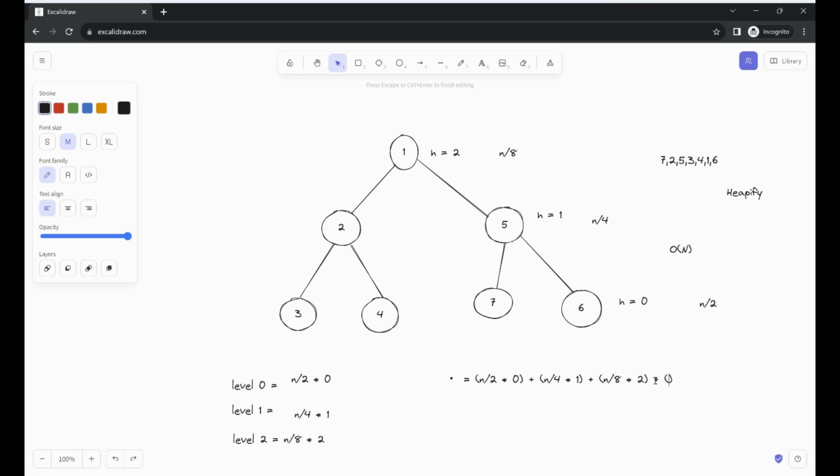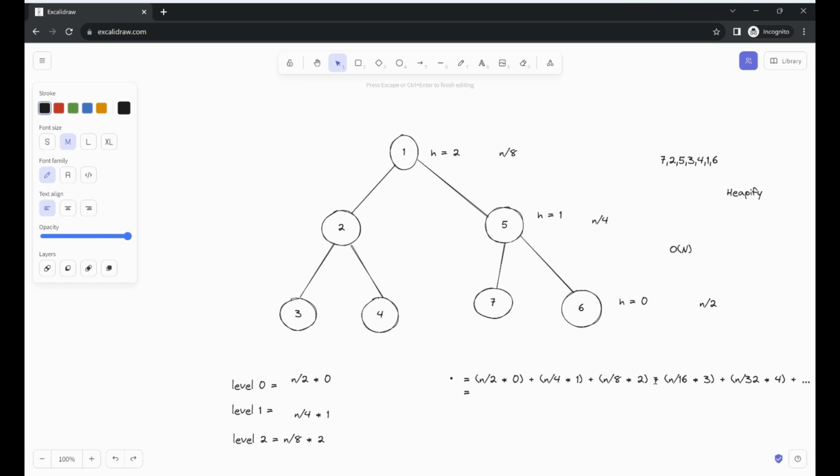So this would be n by 16 into 3. And then if there was another level, the total number of swaps at that level would be n by 32 into 4, and so on and so forth.